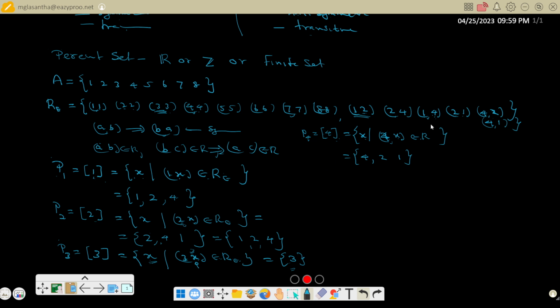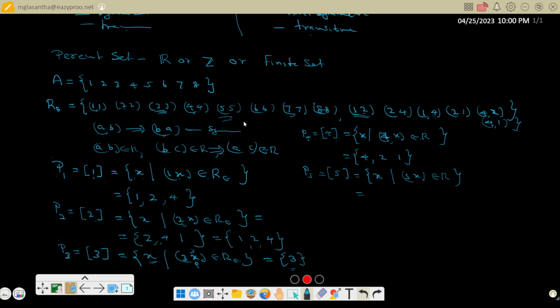Right. Because this should be symmetric, no? Equivalent class should be symmetric. If 4, 1 is there, now 1, 4 is there, 4, 1 should be there. Yeah. Then P5. What is that? 5. This means x, 5x belongs to R. What is that?